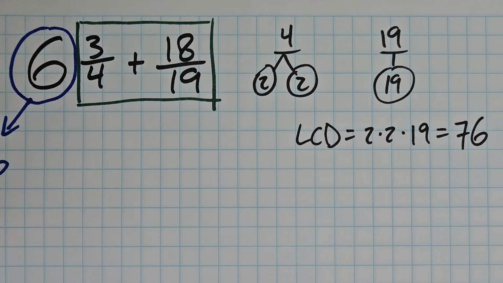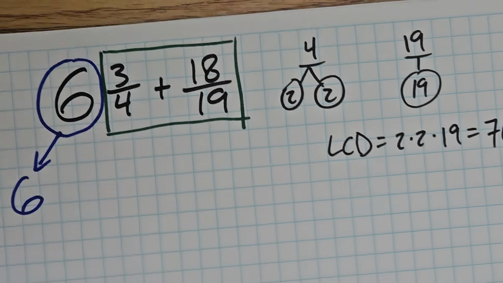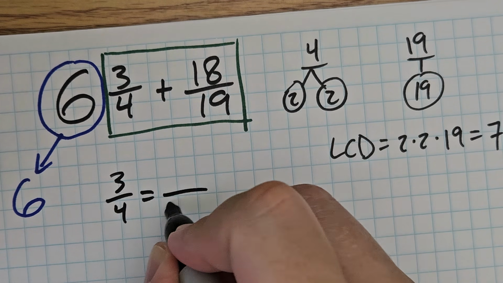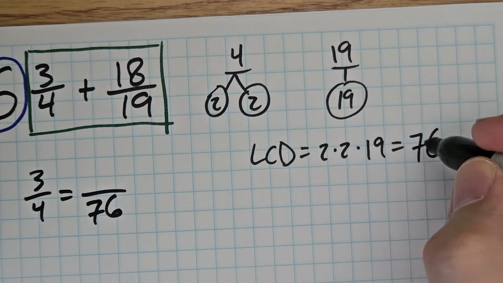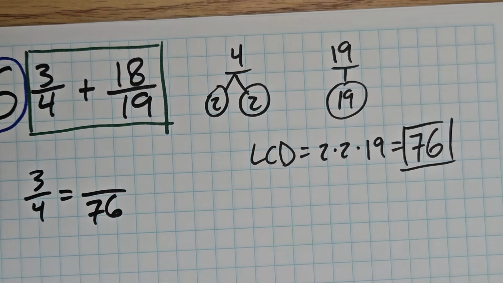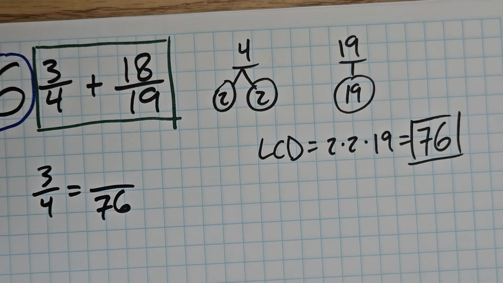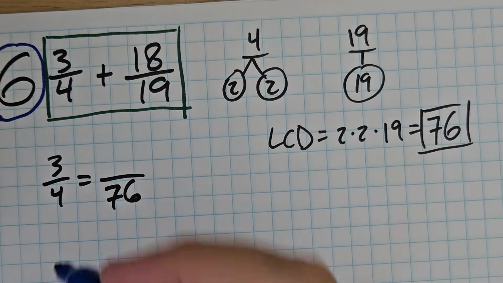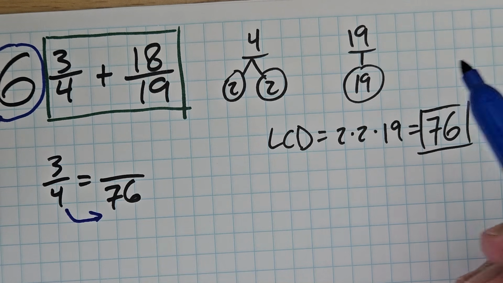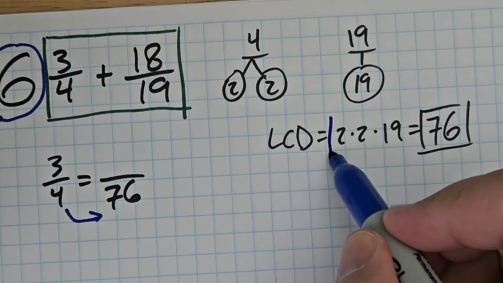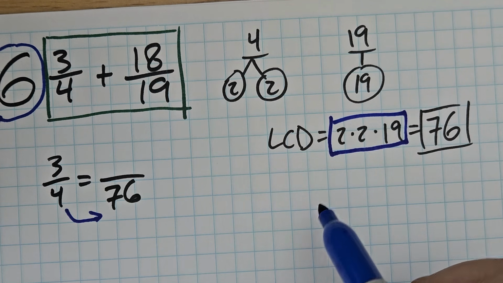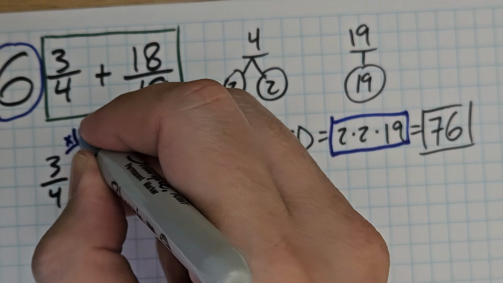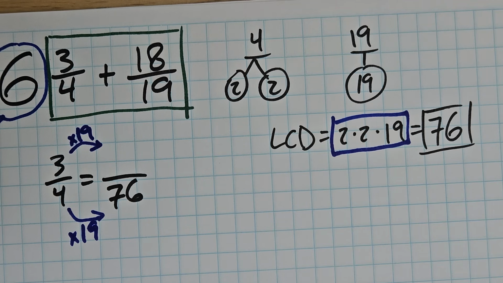Okay, now I have to rewrite these fractions. I've got a 3/4. I need to raise that to a denominator of 76. There's my LCD. All right, let's put a box around that just to remember. That's my LCD. Okay, and what do I need to multiply by to raise from 4 to 76? Which is also to say, what factor or factors does the LCD have that the 4 does not? 19. So I need to raise this by a factor of 19. I need to multiply the numerator and denominator by 19.